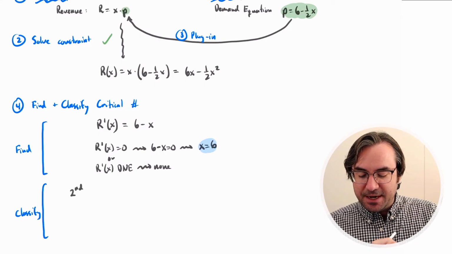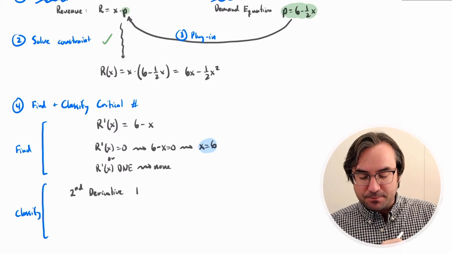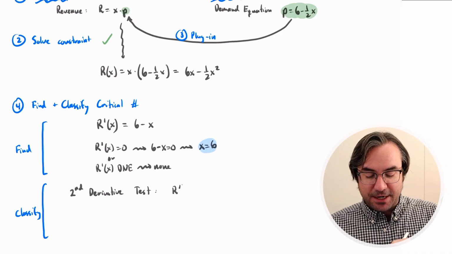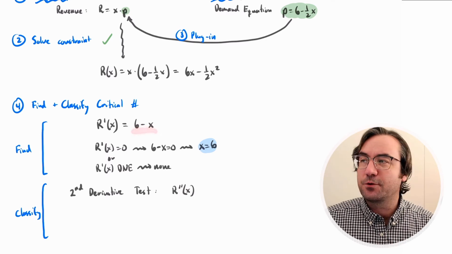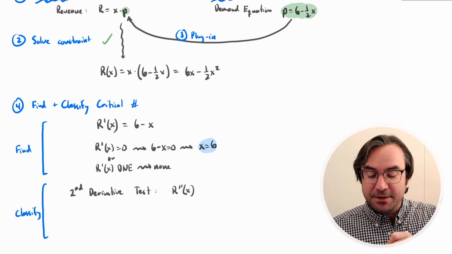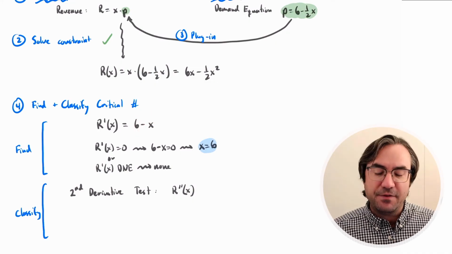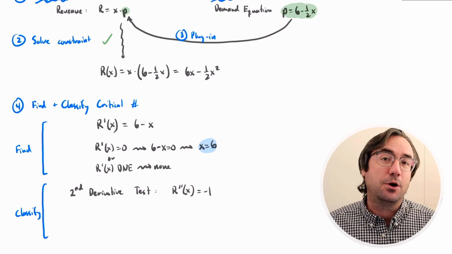So let's state the name of the test we're going to use, second derivative test. And that means we need to calculate our second derivative. So go up to our first derivative here, differentiate. Derivative of 6 is just going to be 0, and then derivative of the negative x is just going to be negative 1. So our second derivative here is just always negative 1.